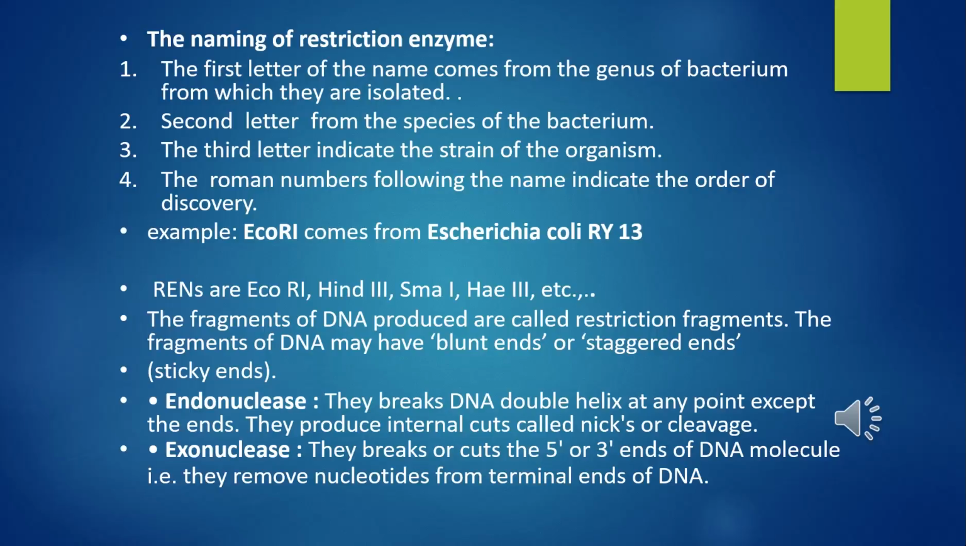So the fragments of DNA produced are called restriction fragments. The fragments of DNA may have blunt ends or staggered ends, which are also called sticky ends, which I have shown you in the previous slide. About two enzymes I have already told you, endonucleases and exonucleases. Endonucleases break the DNA double helix at any point except the ends, they cut in the middle, inside, so we call them endonucleases. They produce internal cuts called nicks or cleavage, and exonucleases break or cut the 5 or 3 ends of DNA molecules, meaning when they are cutting at the ends, they are called exonucleases.